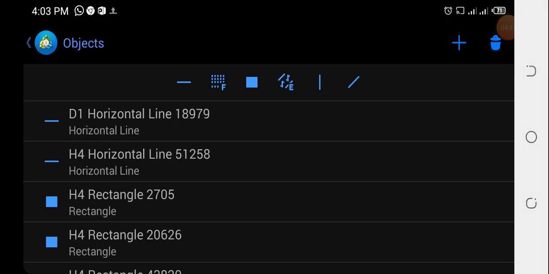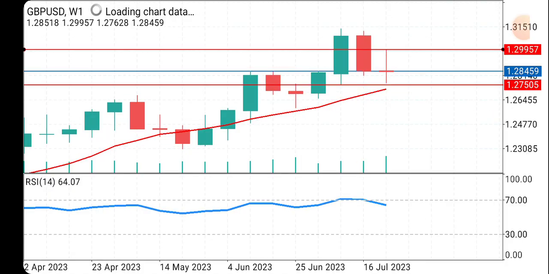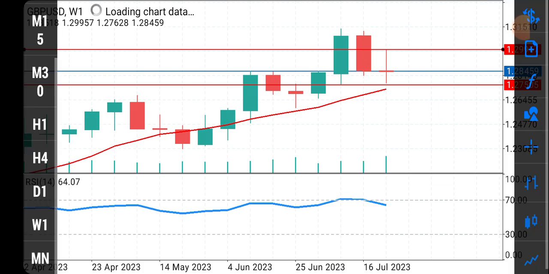And then we are going to also use our horizontal tool. This is a horizontal tool we are applying here to indicate the highest and the lowest point for this week that ended yesterday. The forex market is open 5 days in a week, and so it closed yesterday, and so that's our highest point. That's the highest point GBPUSD came for the week.